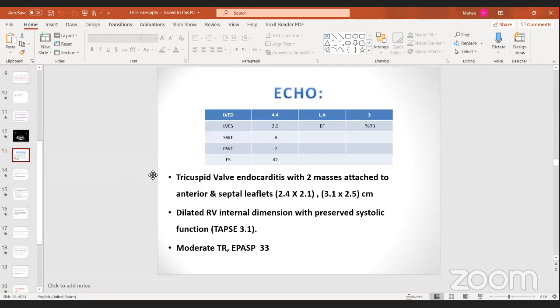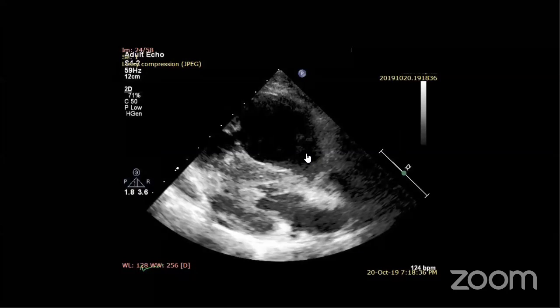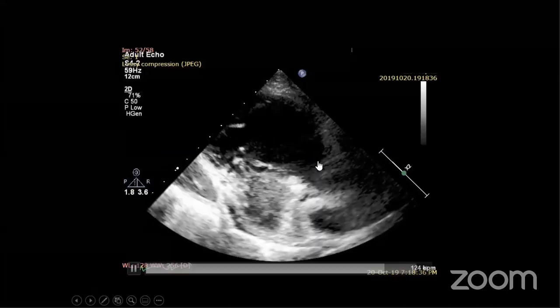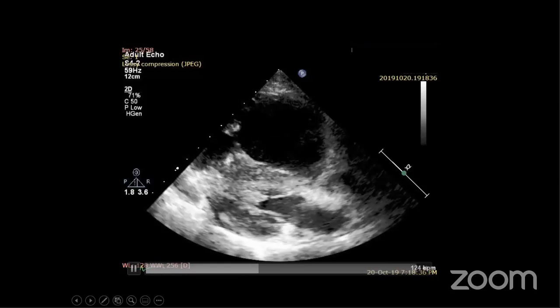This is the report. He had tricuspid valve endocarditis with two large masses, one attached to the anterior leaflet and another attached to the septal leaflet. This measures 2.4 multiplied by 2.1 and 3.1 multiplied by 2.5. And this is the echo loop that we have here in the presentation. Here you can find this very large mass moving in and out across the right ventricle inflow tract.